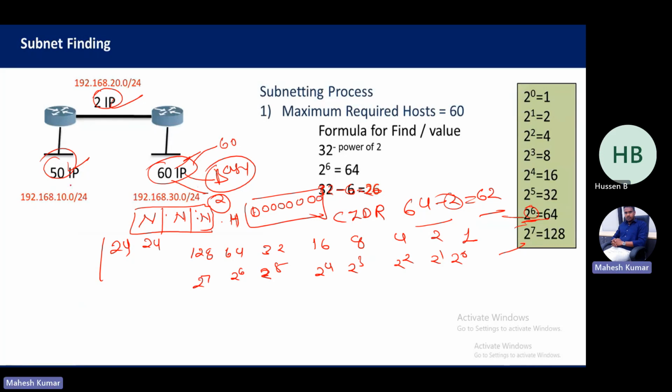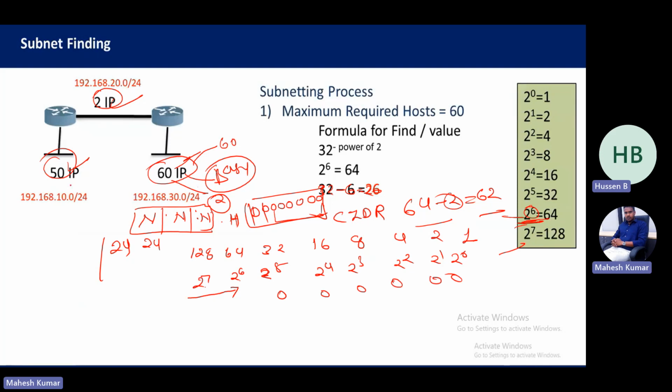Our requirement is fulfilled by 2 to the power 6. So how many bits are we taking? We are taking 2 bits from the last octet, right? 2 to the power 6 and 2 to the power 7. Yes, sir. The rest will be 0. This will become 1 1 and the rest will be 0, right? Yes, sir, 0 0 0.